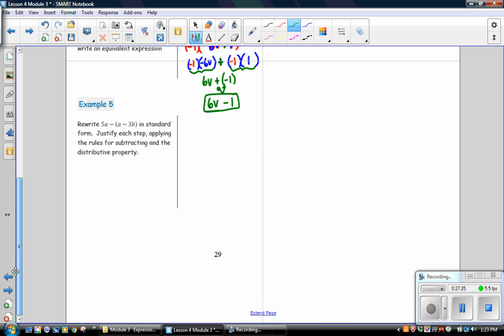Example 5. Rewrite 5a minus the quantity a minus 3b in standard form. Justify each step applying the rules for subtracting and the distributive property. First, let's recopy the problem. 5a minus the quantity a minus 3b. You'll want to start this problem by rewriting subtraction as addition.